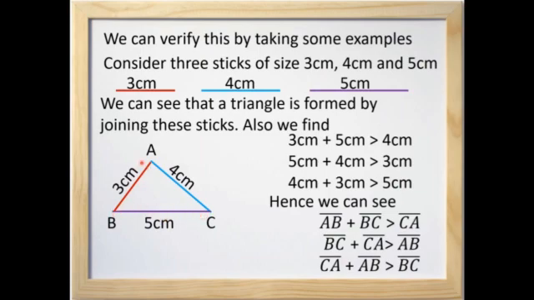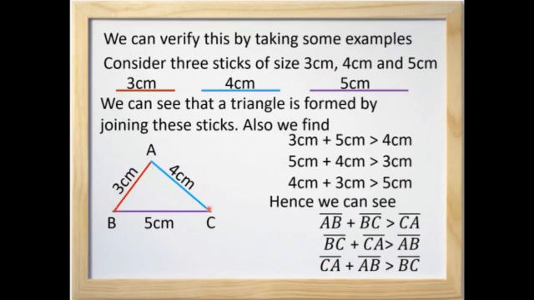The length of side AB is equal to 3 cm. The length of side BC is equal to 5 cm. So the sum of these two sides is equal to 8 cm, which is greater than the third side AC. And what is the length of side AC? It is 4 cm.